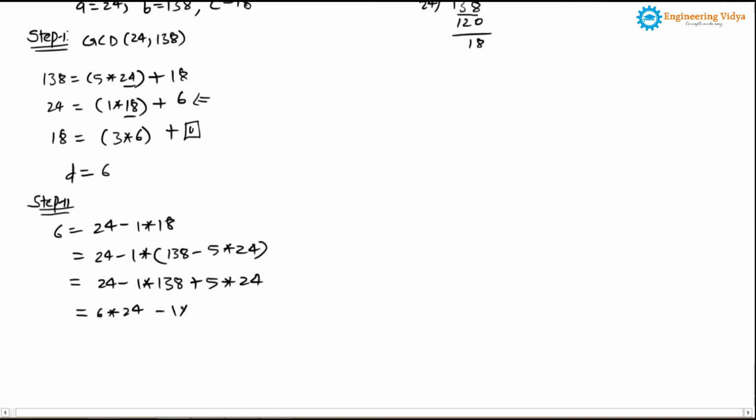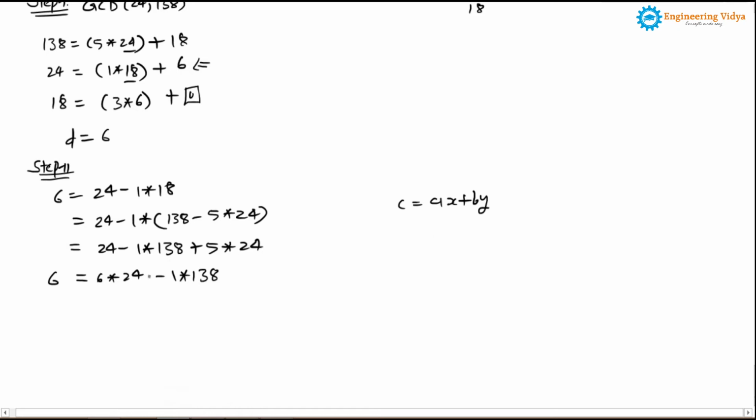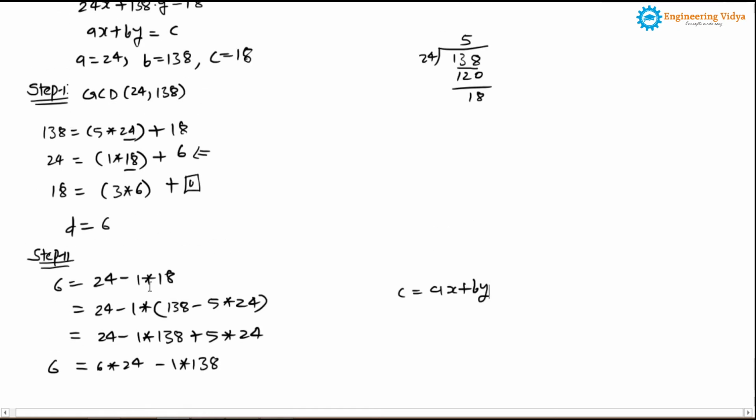Now we have 1 into 138, right? Since here we have obtained 24 and 138, it is in the form of a and b only. So we're going to express this in terms of the Diophantine equation. The Diophantine equation says that c should be equal to ax plus by. In this problem a is nothing but 24.